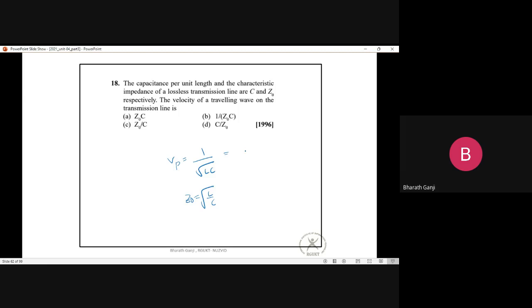Okay. So can I write this equation so that I get it in terms of C? I can write this as square root of C divided by L into 1 by C. So this is nothing but 1 by Z0 into 1 by C. So answer is B. So that is how you can write. So if you know Z0 and C, from there you can find the phase velocity. Okay. Anyways.